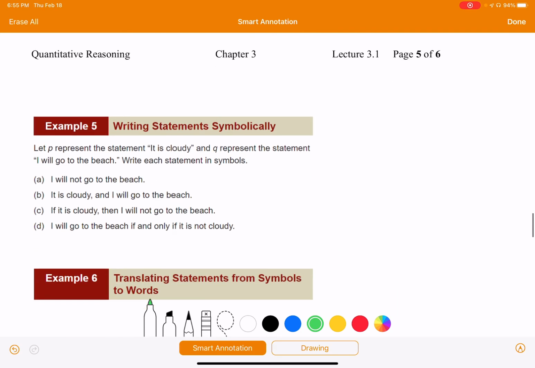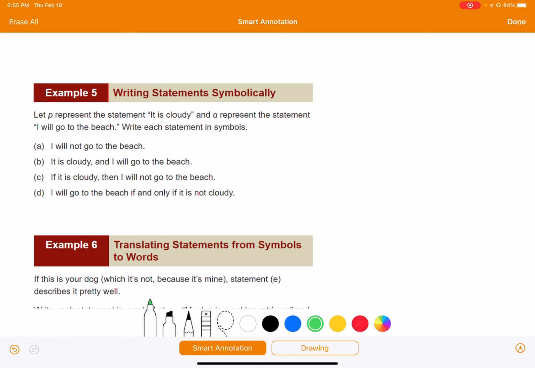All right, moving on. Example 5. Let P represent the statement, it is cloudy, and Q represent the statement, I will go to the beach. Write each statement in symbols. Okay, I will not go to the beach. Not going to the beach is Q, and I see the word not, so I'm going to negate Q. It is cloudy, and I will go to the beach.